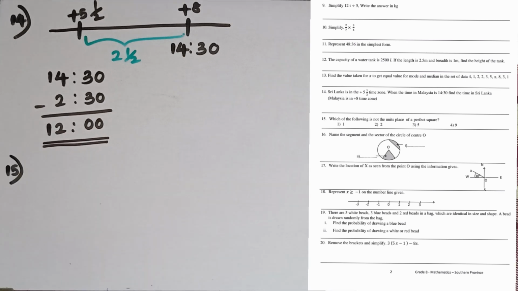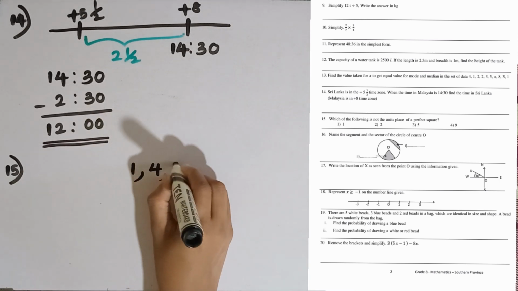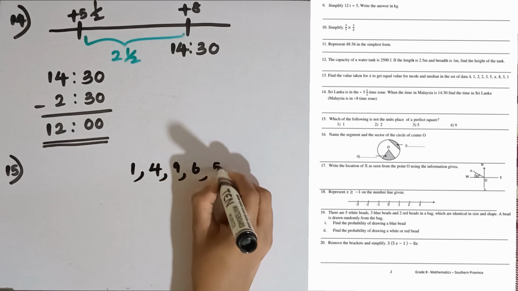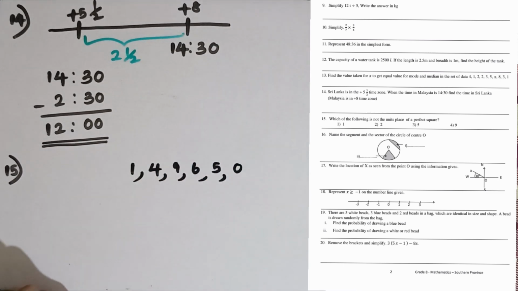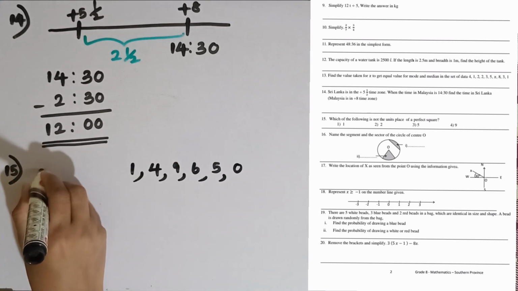Question number 15. Which of the following is not the units place of a perfect square? The digits that can be in the units place of a perfect square are 1, 4, 9, 6, 5, 0. So the number 2 is the answer for this. For this question, 2 cannot be a digit in the units place of a perfect square. So answer is the second one.